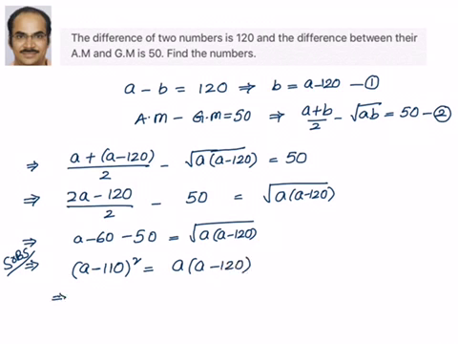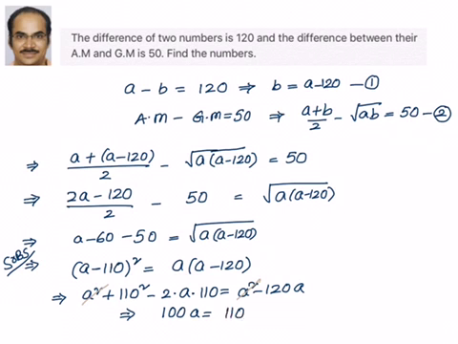Let's open the brackets now. We'll have A minus B whole square, that is A square plus 110 square minus 2 into A into 110. That's equal to A square minus 120A. Now we can see that A square and A square will cancel. If we try to simplify, we will have 2 into 110 is 220. 220 when it goes to that side will become 100, because 220 minus 120 is 100. So can I write down my next step as 100 into A is equal to 110 into 110.